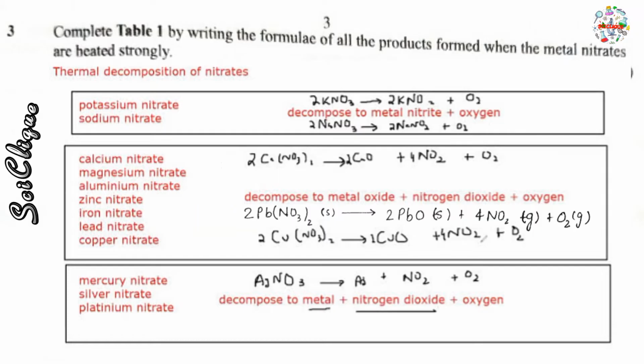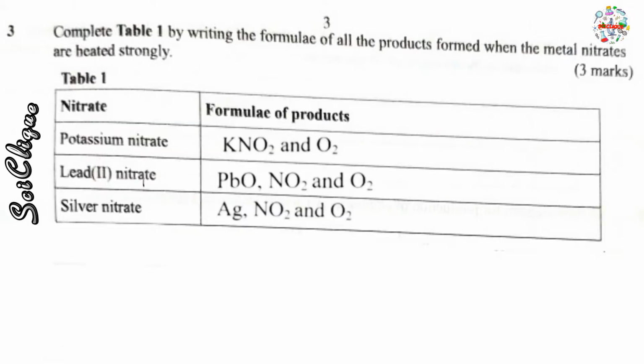Now, on the very lower end of the reactivity series, where we have silver and mercury, you find that the nitrates of these two metals on heating decompose to form nitrogen(IV) oxide, oxygen, and the corresponding metal. So if you have silver nitrate, it's going to decompose to form silver metal, nitrogen(IV) oxide, and lastly oxygen gas. And there we have it.